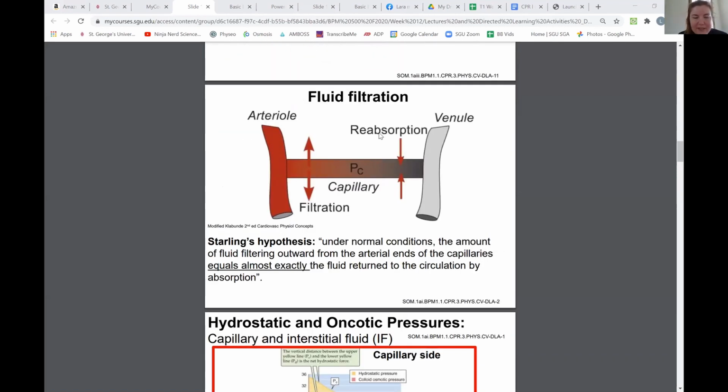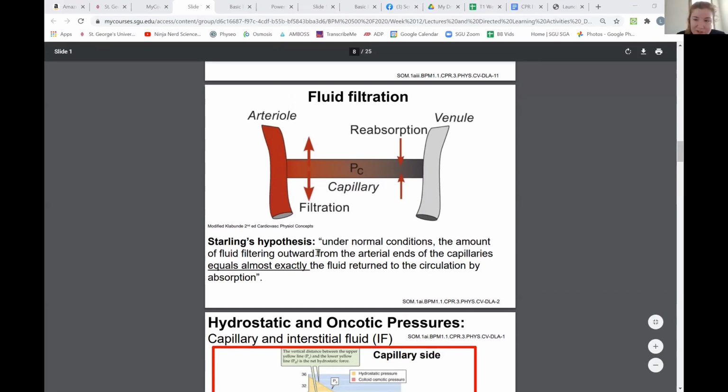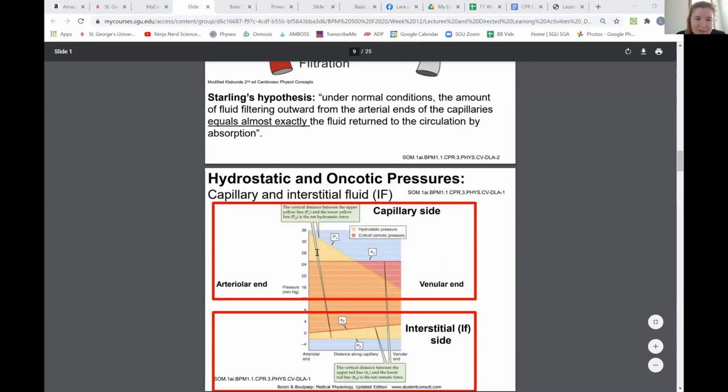So first off, you're going to talk about this in renal. I know I've said that like 10 times. The concept of reabsorption versus filtration, you need to know which way that's going. So reabsorption is back into circulation, filtration is out of circulation. So you need to know that.